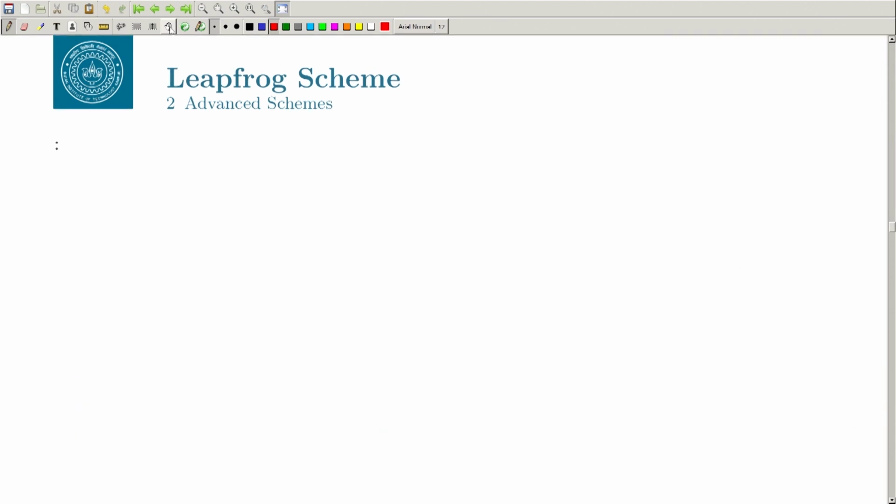Now, let us look at the stability of this scheme. The scheme I have is u_j^(n+1) = u_j^(n-1) - lambda/2 (u_(j+1)^n - u_(j-1)^n). Use our Fourier analysis. So, I will cancel out e^(I phi) on both the sides.